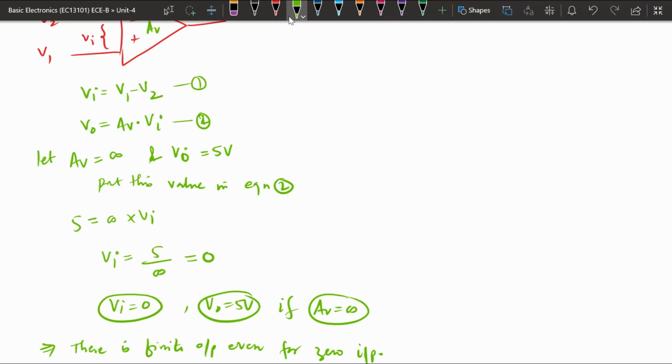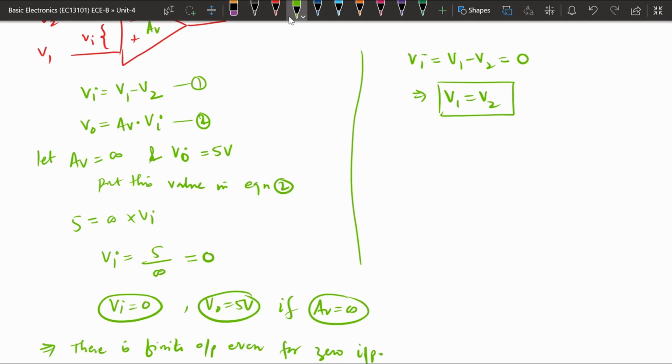Okay, so we can just put the value V input as 0, that means V1 minus V2, which is the V input, is equal to 0. So from there we can say V1 should be equal to V2. So that means if we make V1 equal to V2 in the case of an ideal operational amplifier, the output in that case also will have some finite value.